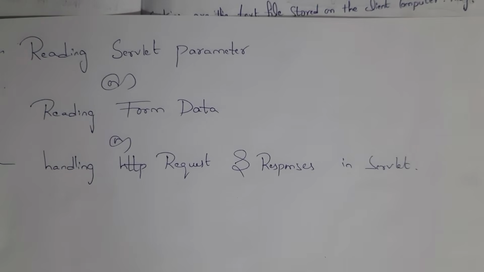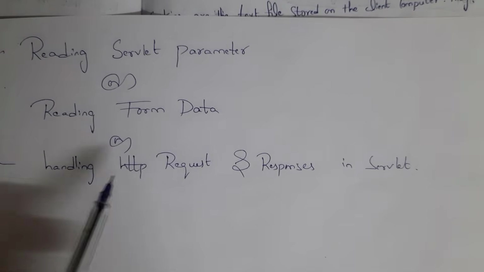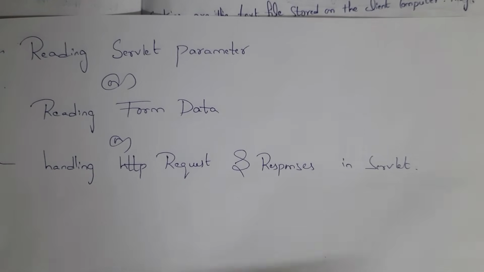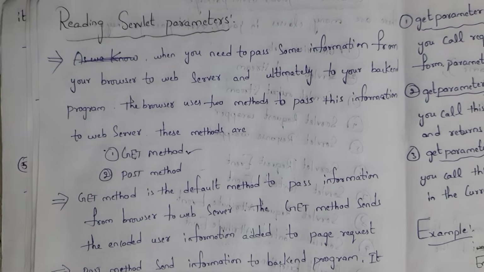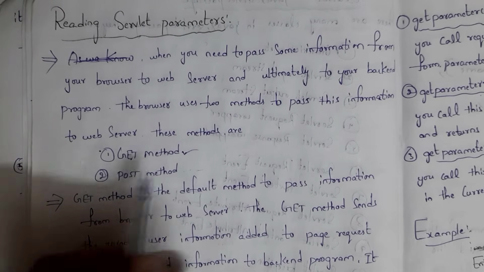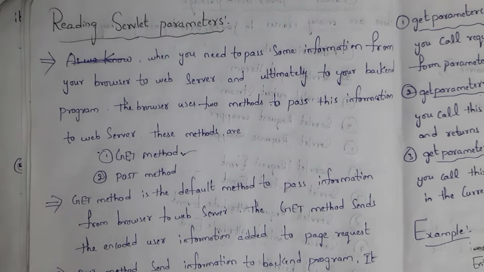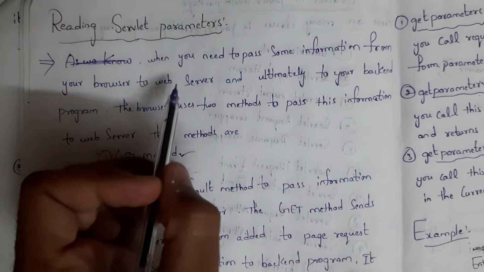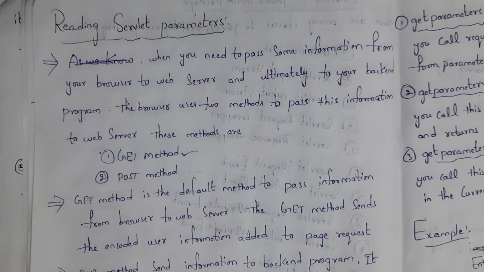Next topic is reading servlet parameters. We can also call this reading form data, or we can also call this handling HTTP request and response in servlet. For these three questions, the program is the same. Reading servlet parameters: there are two methods that are used in order to send information from the browser to the server. The first one is the get method, and the next one is the post method.